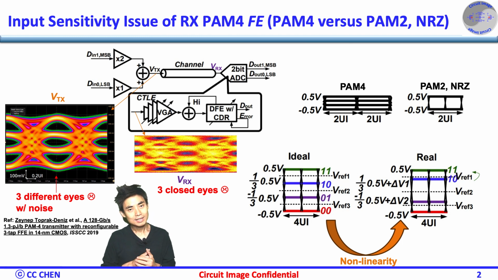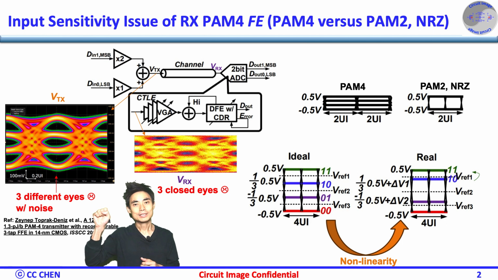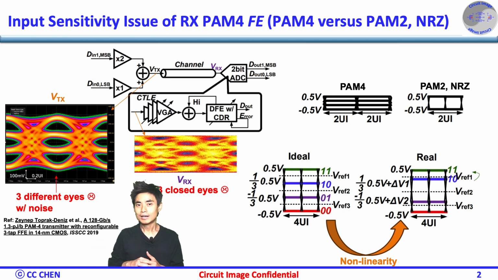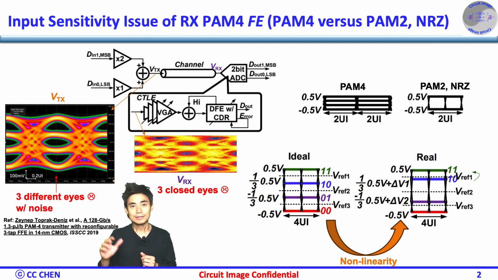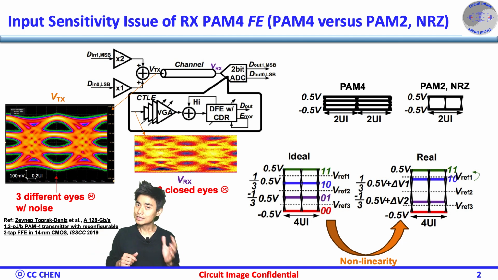TX output. Second, after the channel, the eye is totally closed because of the signal integrity degradation, such as reflection, insertion loss, etc. Third, at the RX front end, the CTLE or the pre-amplified VGA may not recover the signal integrity degradation well enough and still have a few residual ISI. In addition, the front-end CTLE VGA may also degrade the signal linearity further and compress any eye among the 3 eyes.